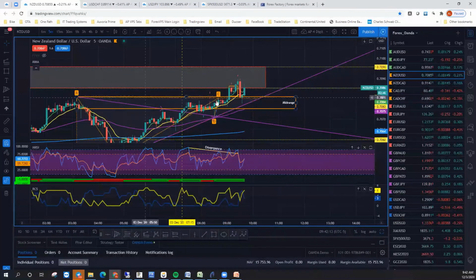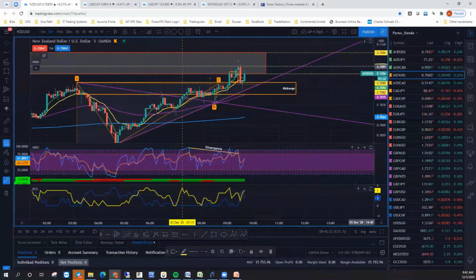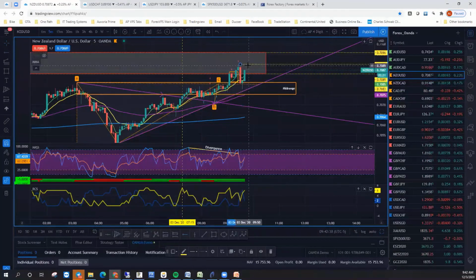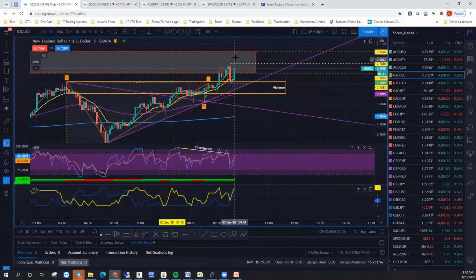Now I would say this: if this thing comes up, let me see if I can draw this. Let's say this level right here. If it comes up and it can't break the top of this, this could be a nice start of the first move. This could be leg one, leg two. If it doesn't break the top of this, where this candle is right here, if it comes up and can't break through this area, then this could be the beginning of the big down move. If it breaks, then it's just a continuation.